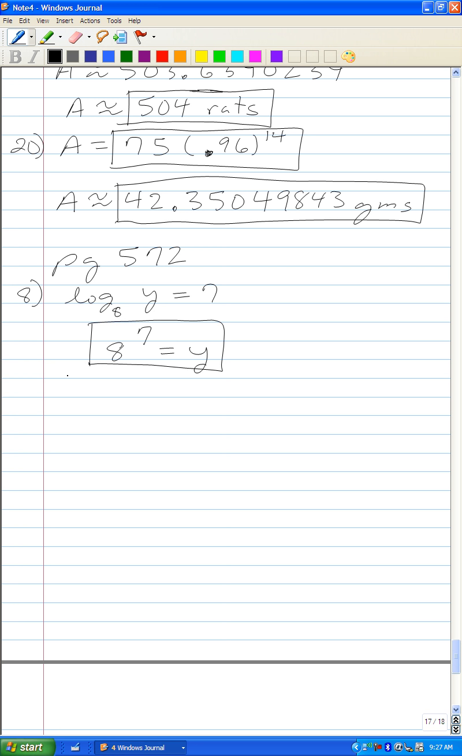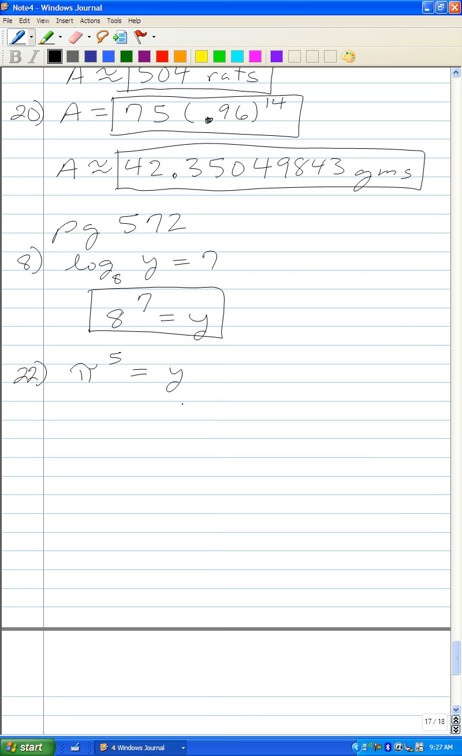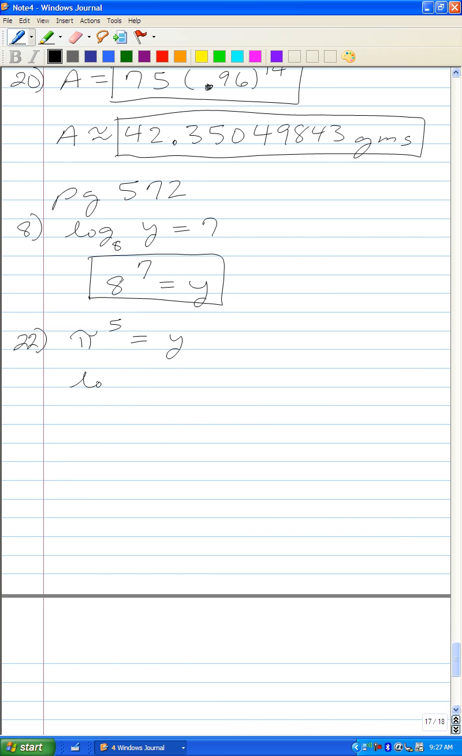Let me do problem number 22. Write each as a logarithmic equation. Pi to the 5 equals y. And so the base is pi, the result is y, and the exponent is 5.